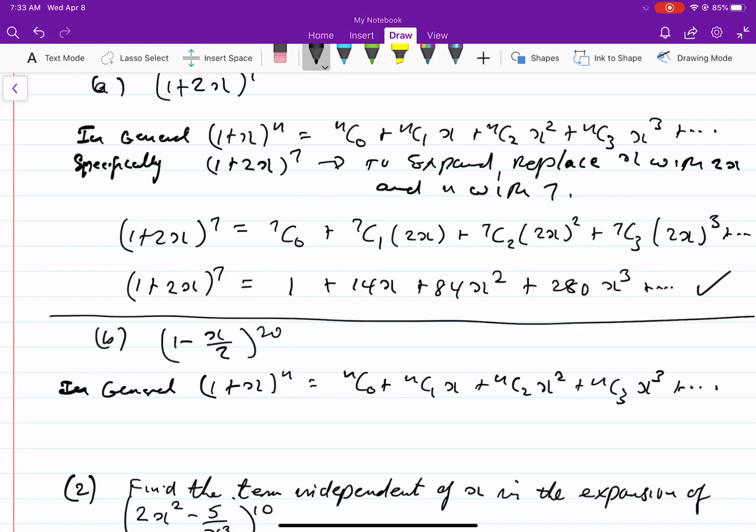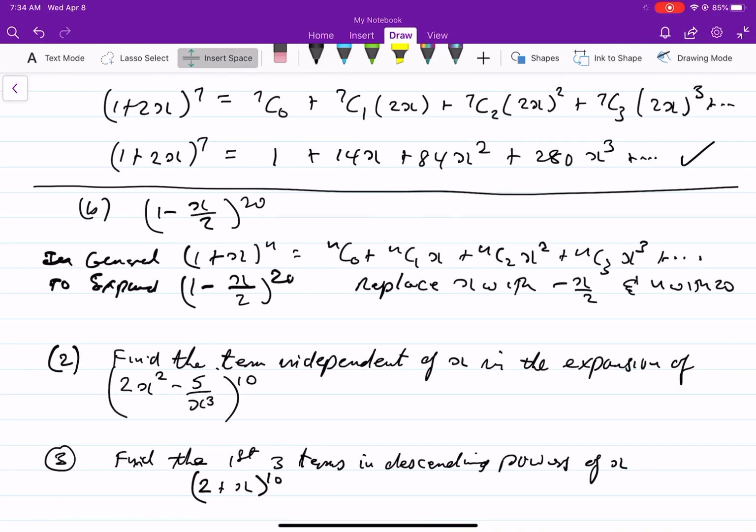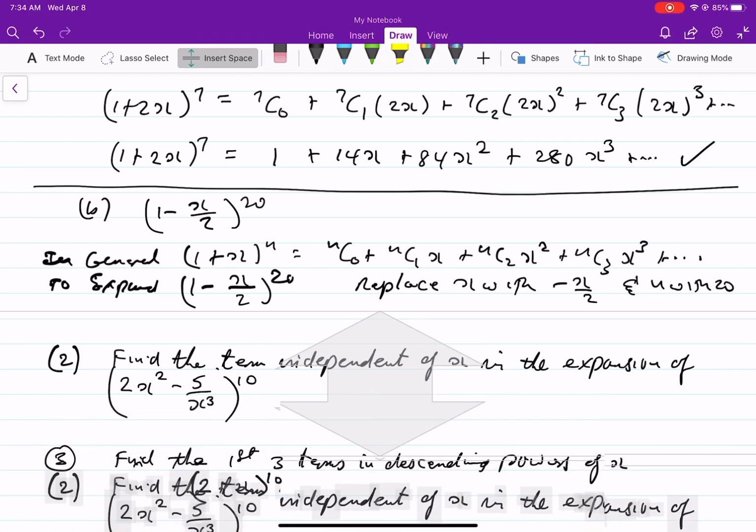To expand (1 minus x upon 2) to the power 20, compare the two terms. You clearly see the first term is 1 in each bracket. x is replaced by minus x upon 2, and n is replaced with 20. So replace x with minus x upon 2, and replace n with 20. So let's do that on the right hand side.